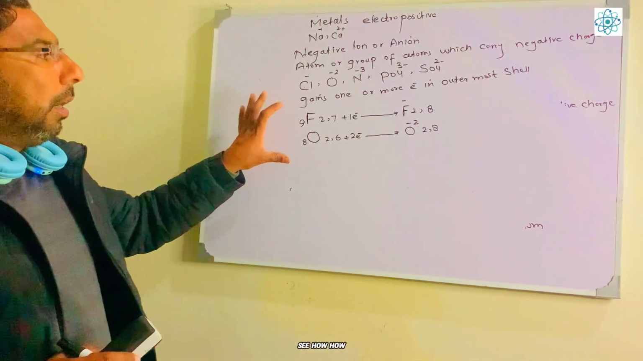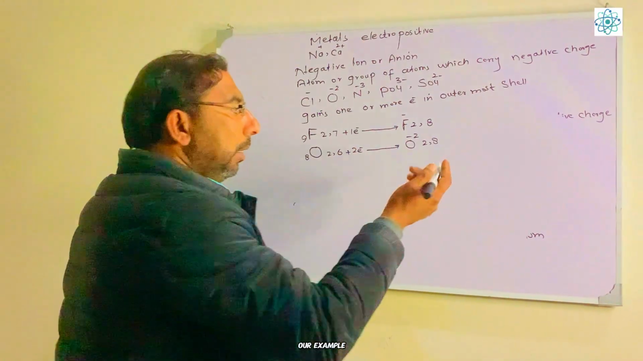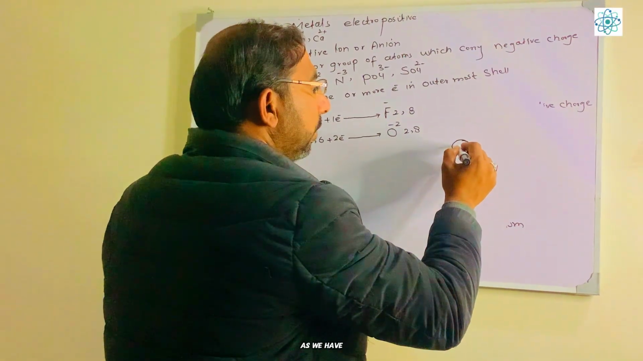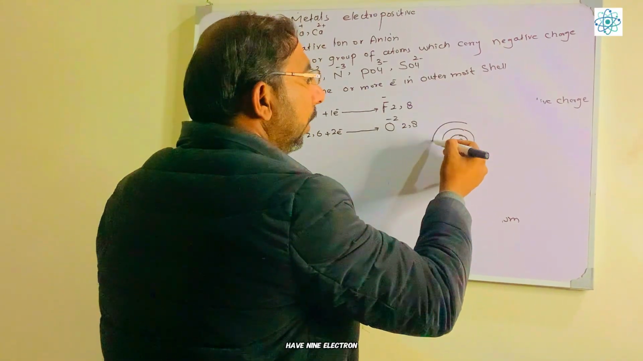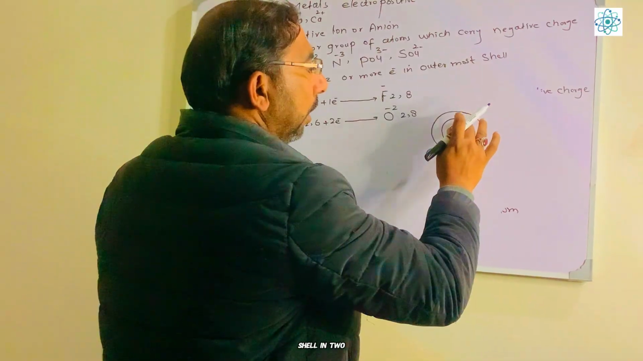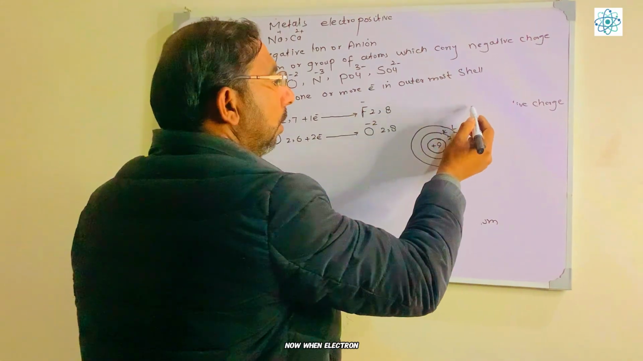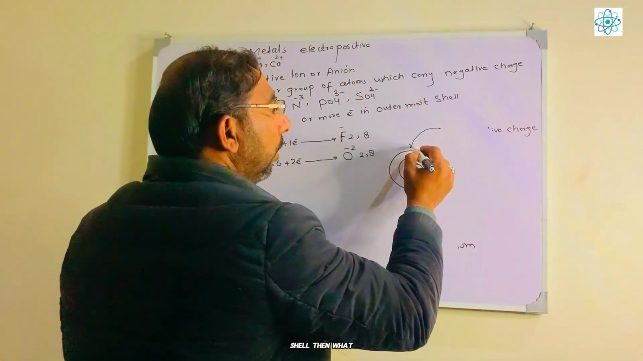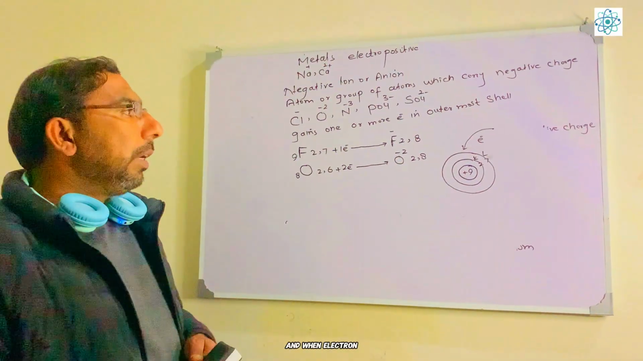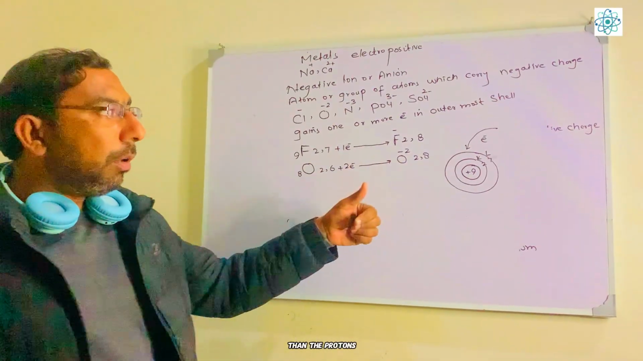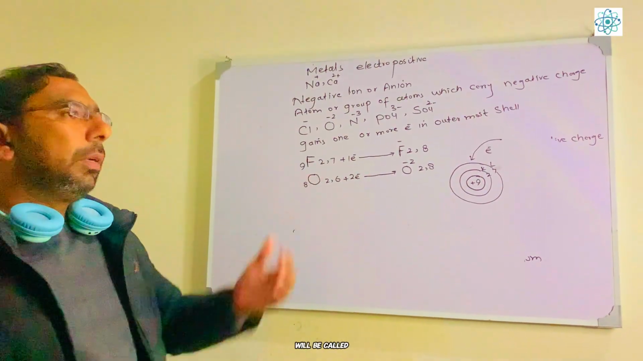And now we see why negative charge comes on an atom. In our example, first of all, we take the example of fluorine. As we have explained earlier, it has 9 protons in its nucleus and it will have 9 electrons, 2 electrons in the K shell and 7 electrons in the L shell. Now, when an electron comes in its outermost shell, what happens? Now the number of protons remains 9, but the number of electrons becomes 10. And when electrons increase in number compared to the protons, then due to more electrons, this neutral atom will carry negative charge, and now it will be called an anion.